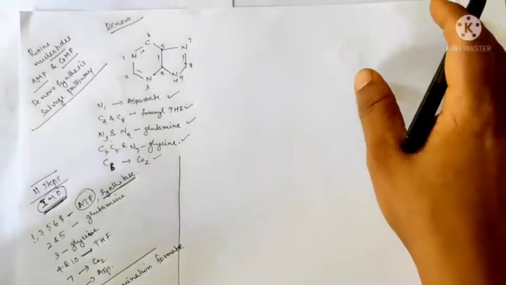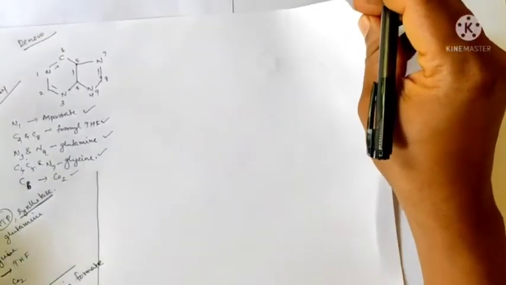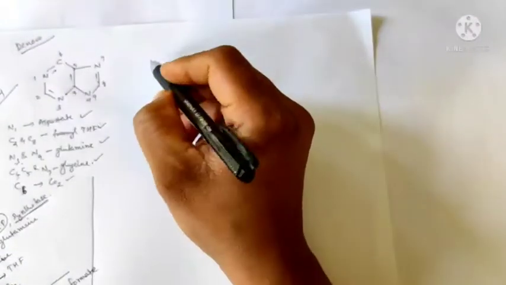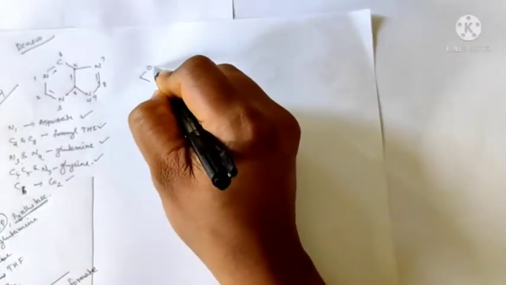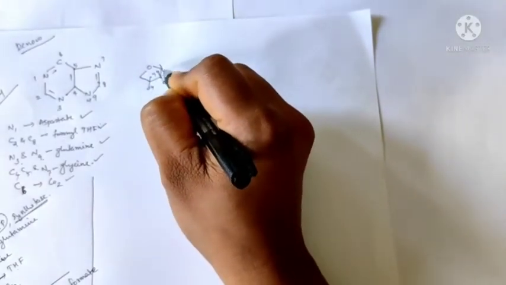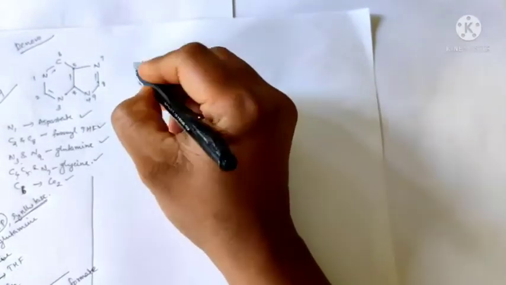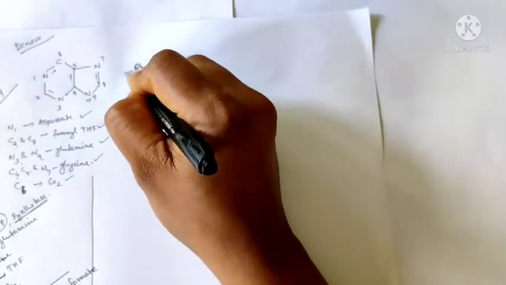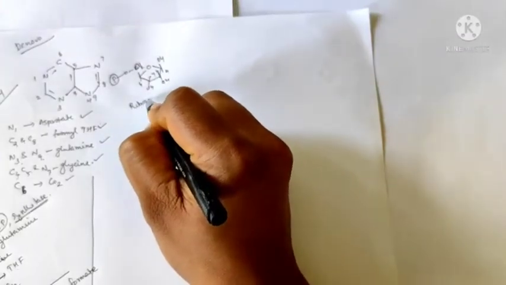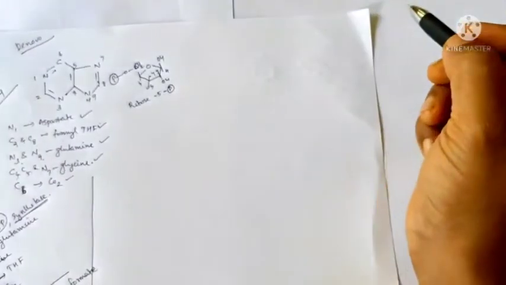Now we will start the purine biosynthesis. Purine nucleotide is synthesized on a pre-existing ribose sugar. I will draw a ribose sugar. This is ribose 5-phosphate.